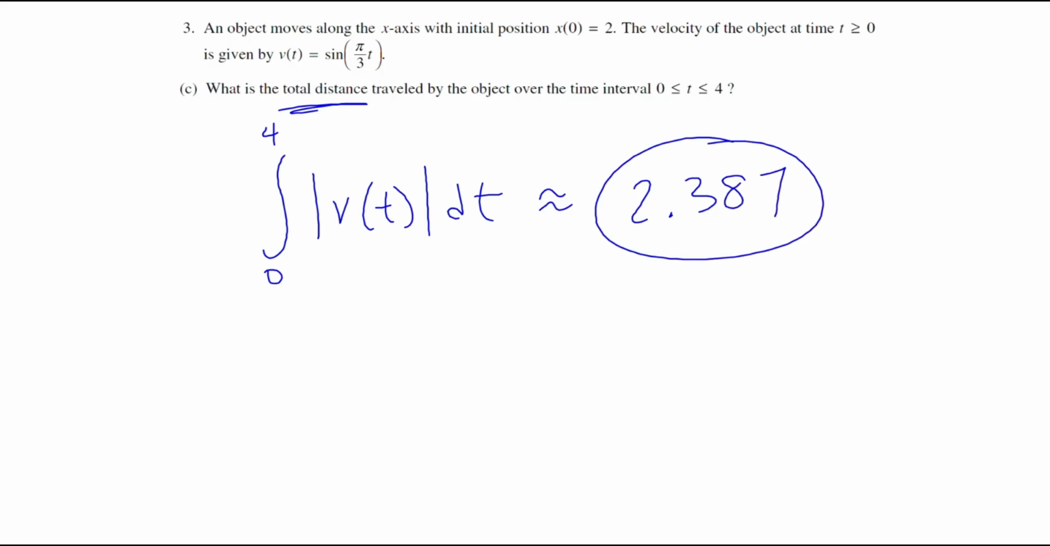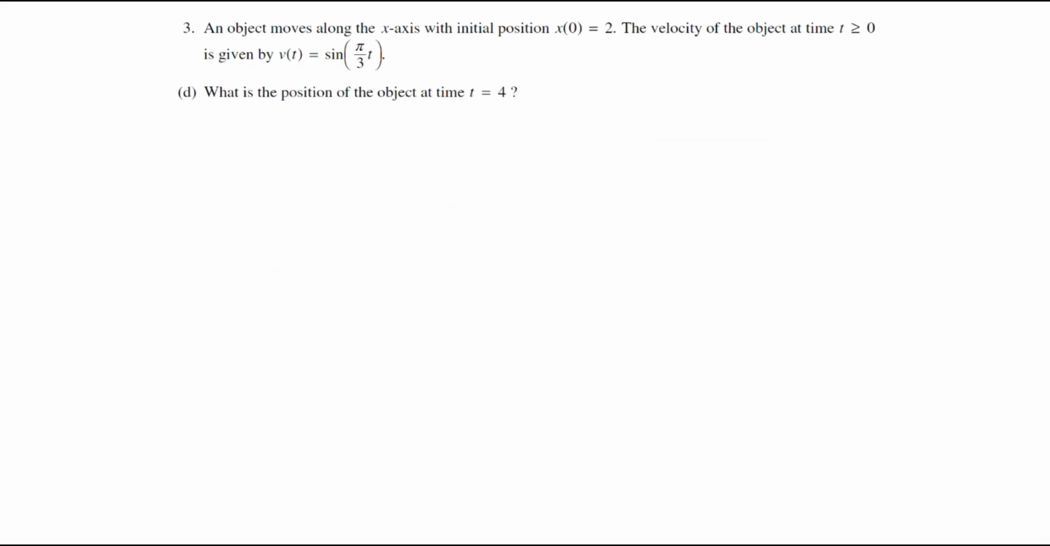You get 3 points for that. 1 for having the limits and the integral there correct. And then 1 for having the absolute value. So I think 1 for the limits, 1 for the integral, and 1 for the final answer there. That's it for part C.